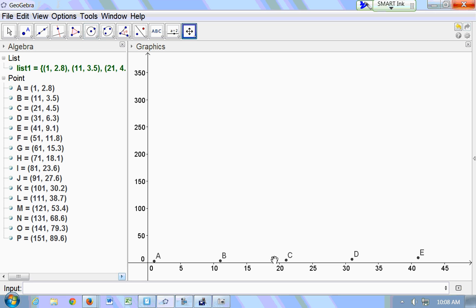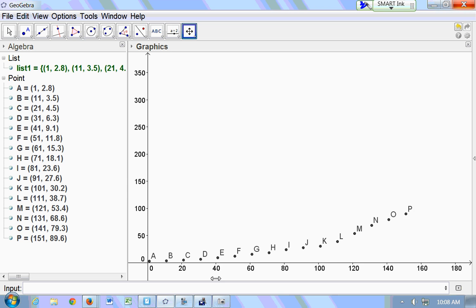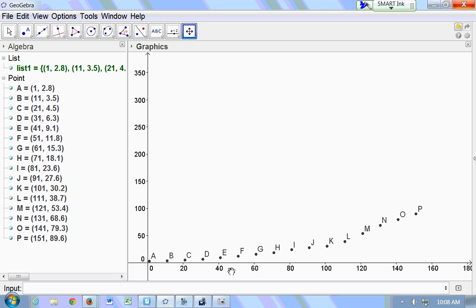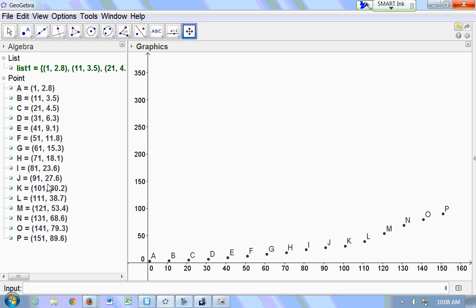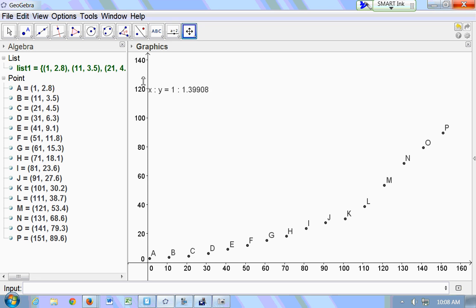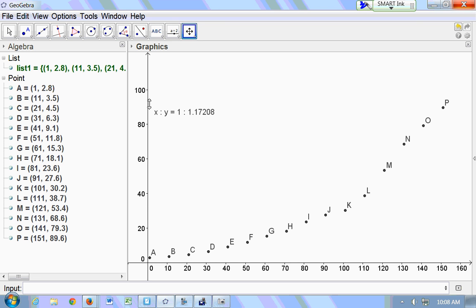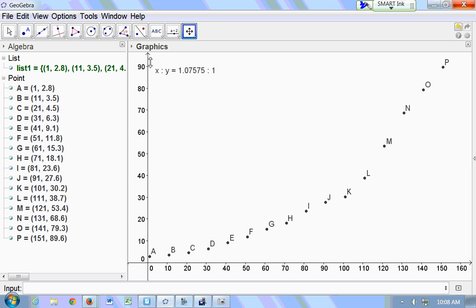Okay, all right. So I've got all my data plotted. It does not look very good. My x's need to go from 1 to 151, so I need to see more x values. That should do it. And then y's go from 2 to 89, so I'm looking at more than I need here. All right, there we go. So what kind of function might you choose to model this data?